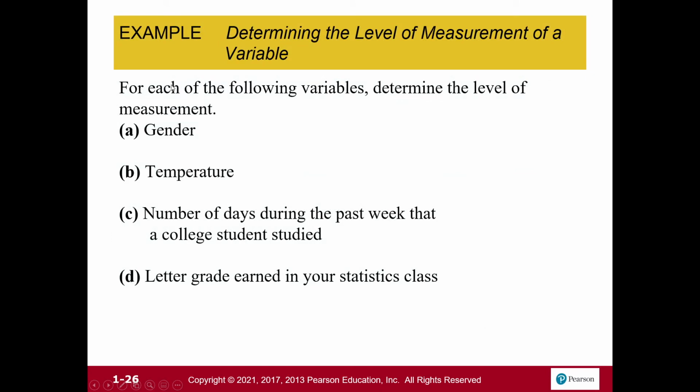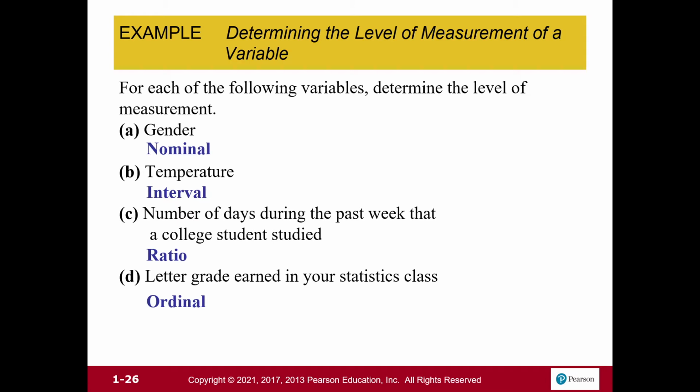So here we have different variables and you need to determine the level of measurement that each variable will fall into. So gender would be considered nominal. Temperature, interval. There's really no natural 0 for temperature though, now is there? The number of days during the past week that a college student studied. Ratio. Letter grade earned in your statistics class. Ordinal.